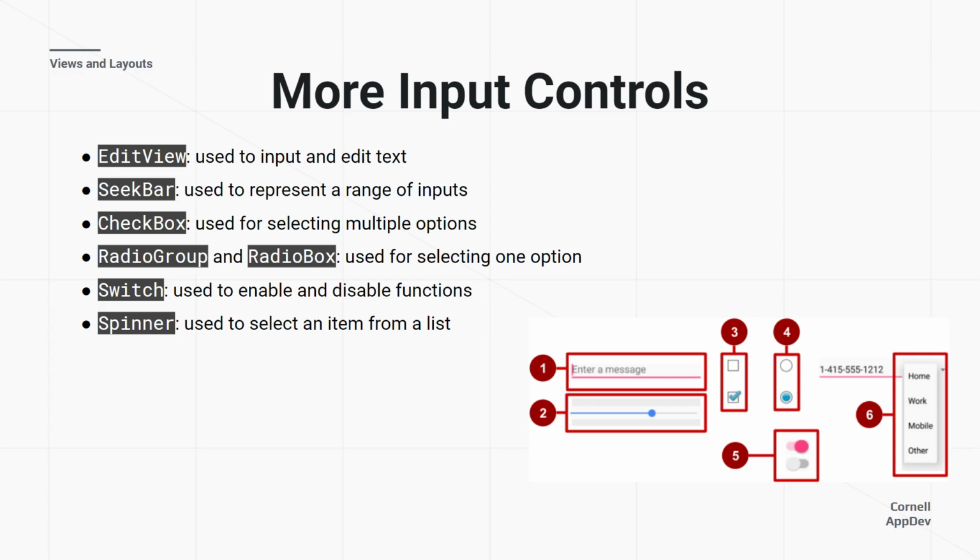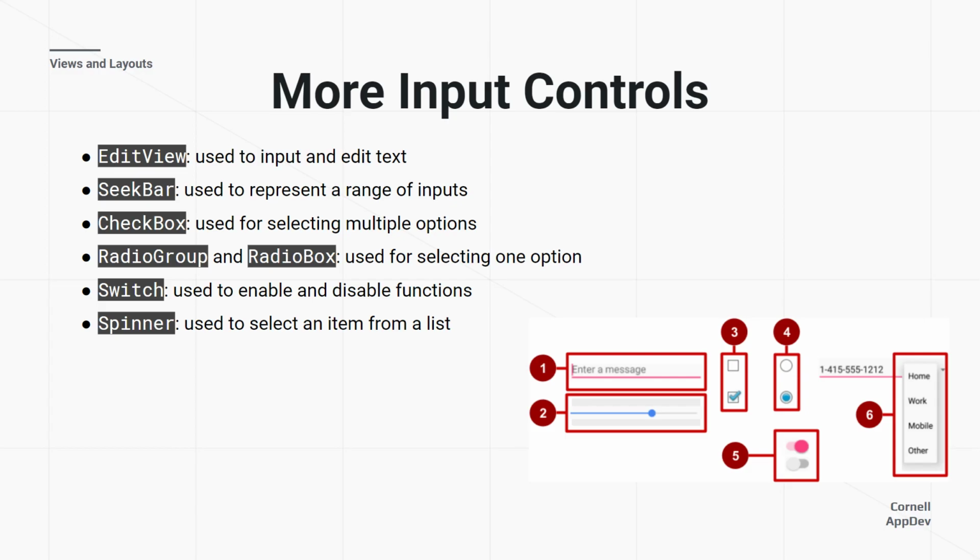You have seek bar, which is used to represent a range of inputs. You can slide them to one side or another. This is what your volume controls are used for. This is what the media controls are used for. You have checkboxes, self-explanatory. Radio groups and radio buttons are these instead. You can select only one of them in the group. Therefore, they have to have two views. They have the radio group and the radio button, which is what they use to figure out which sets of them can be selected at a time.